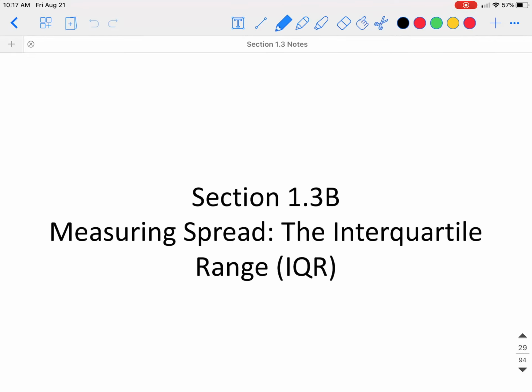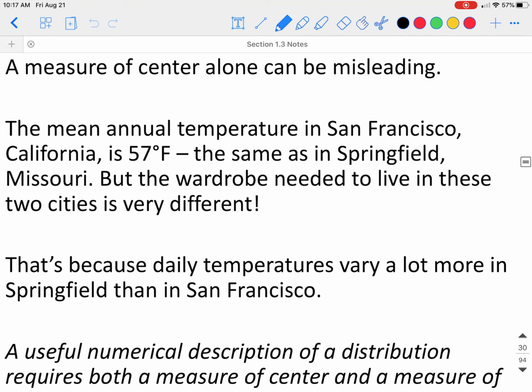This is section 1.3, part B, measuring spread, the interquartile range. A measure of center alone can be misleading.